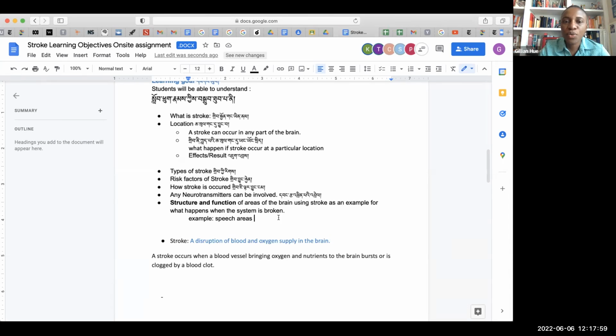Okay, so this is a really nice area to show structure and function relationships. And something that I just thought of that you could include in this lesson is the opposite side effect. So the left side of the brain controls the right side of the body. And this is a really great example case to show that.